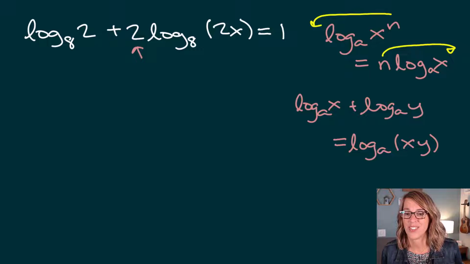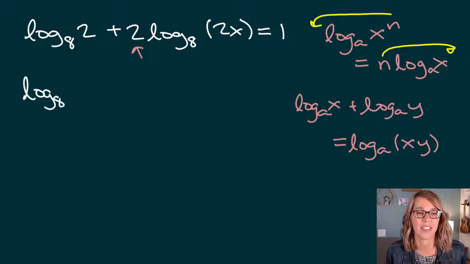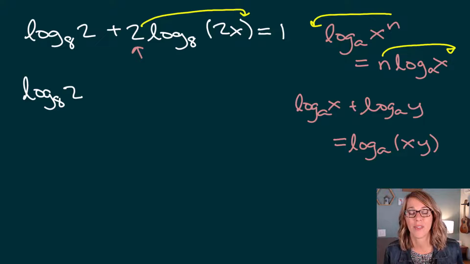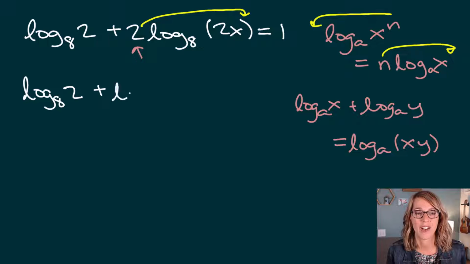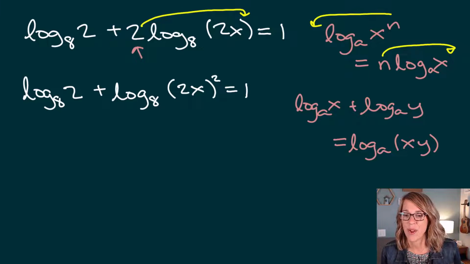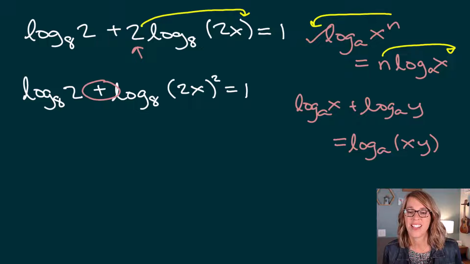Let's go ahead and apply these to our problem. So we're going to leave that log base 8 of 2, nothing to simplify yet. Next, we're going to bring that 2 inside the logarithm as a power of what's inside. So this becomes log base 8 of 2x all squared equals 1. Next, I've applied this first property. Next, I'm going to apply the second property. I've got the logarithm of a sum. I can rewrite that as a single logarithm of their product.